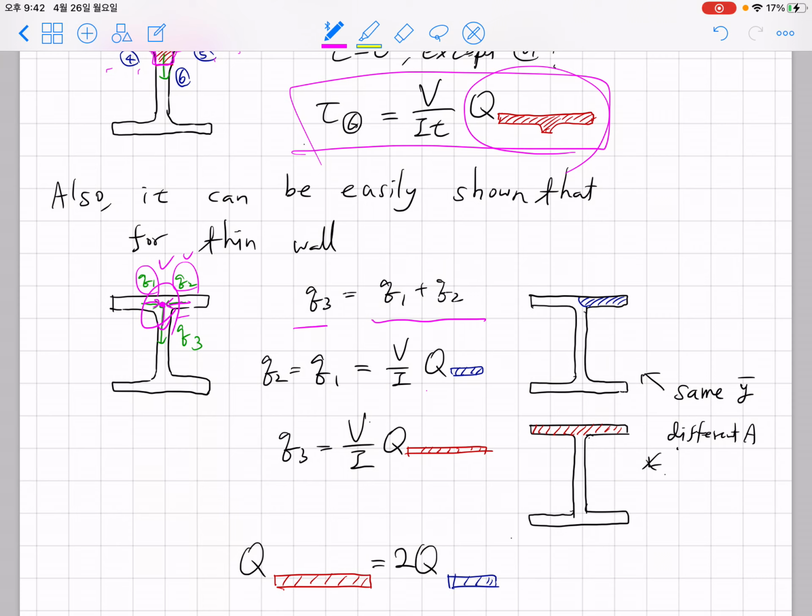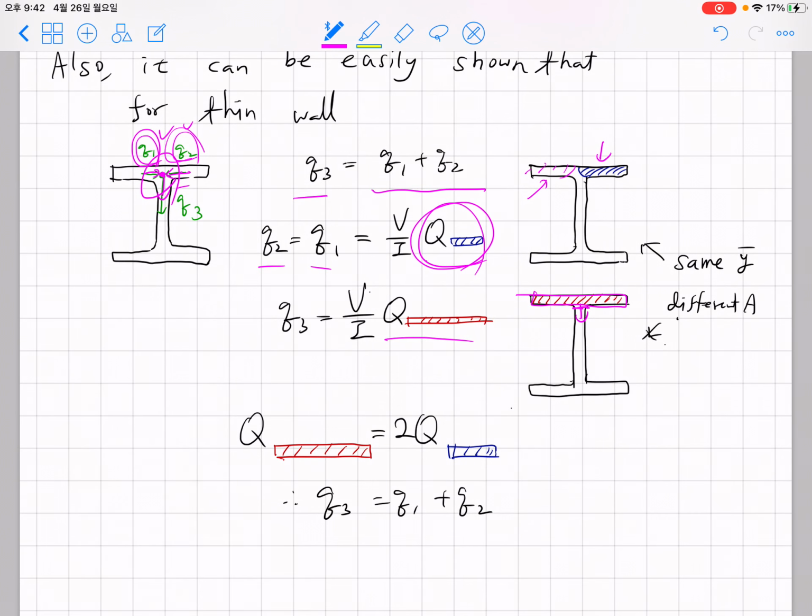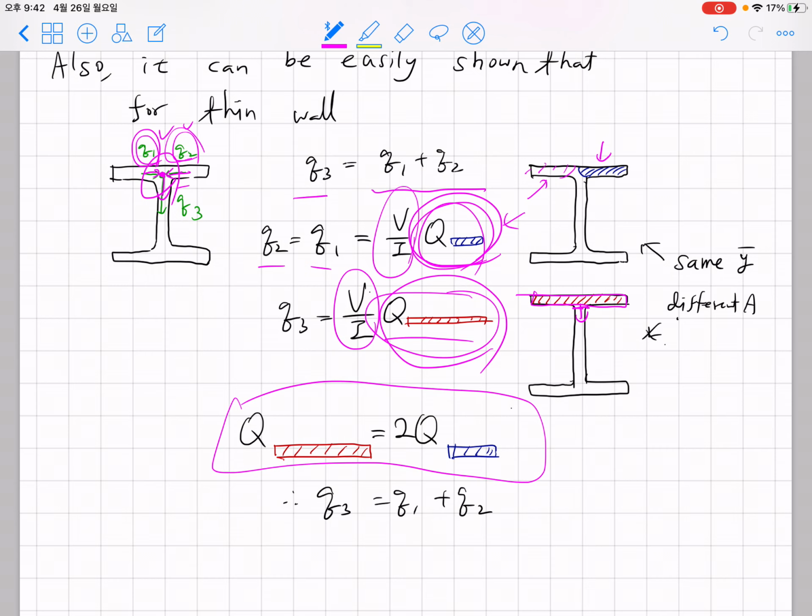Okay, the reason is following. So when you obtain Q1 or Q2, you obtain either this blue one, either that blue one to obtain Q1 and Q2, and perform this Q blue area integral. Now, if you obtain the Q3, then the integral range of this Q integral is entire flange area. Then, if you compare this integral and that integral, this integral is twice of this blue integral, right? And the other terms v and I are equal to each other between Q1 and 2 and Q3. Okay, that's why you have to have Q3 equal to Q1 plus Q2.